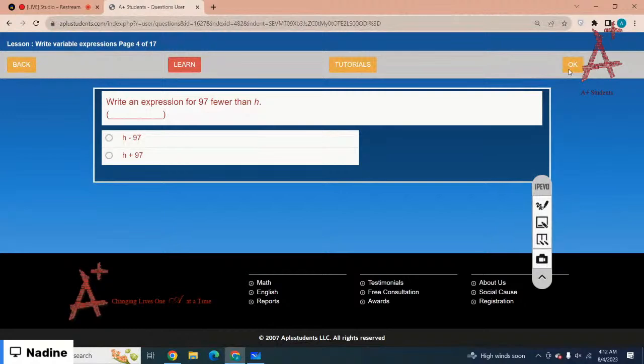Write an expression for 97 fewer than h. So, which is the correct option? That means you have to subtract 97, right? It would be h minus 97. Option number 1 is the correct option.